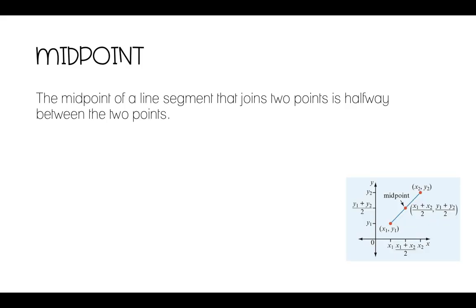So what is the midpoint? Well, the midpoint of a line segment that joins 2 points is halfway between the 2 points. So a midpoint is halfway between the 2 points on a line that joins those points. If we look over here, we have our 2 points and our line that joins them, and our midpoint is this halfway point between the two.